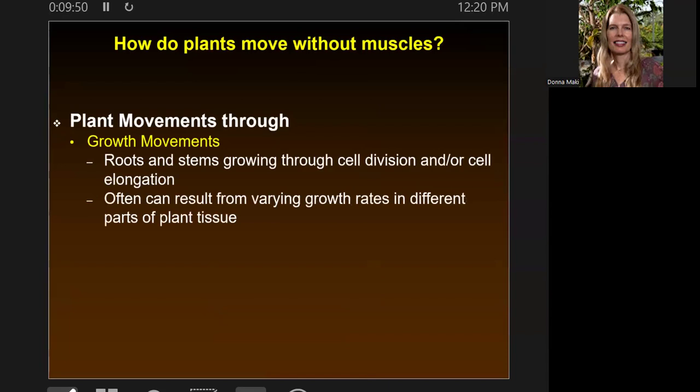Again, you can often see an asymmetry to this growth. We already talked about that when we were looking at how Charles Darwin was studying how plants bend toward unidirectional light. That's actually a growth movement, and we'll look at that again as well. So the idea of gravitropism and phototropism is asymmetrical, or different rates of growth, in the stem or in the roots, typically.